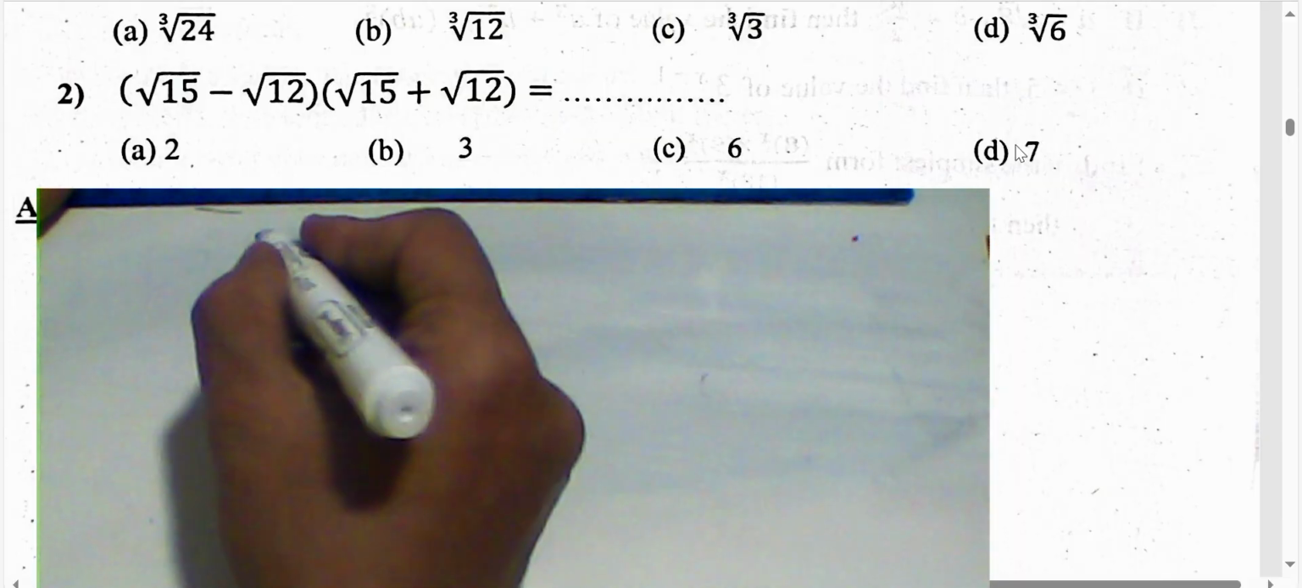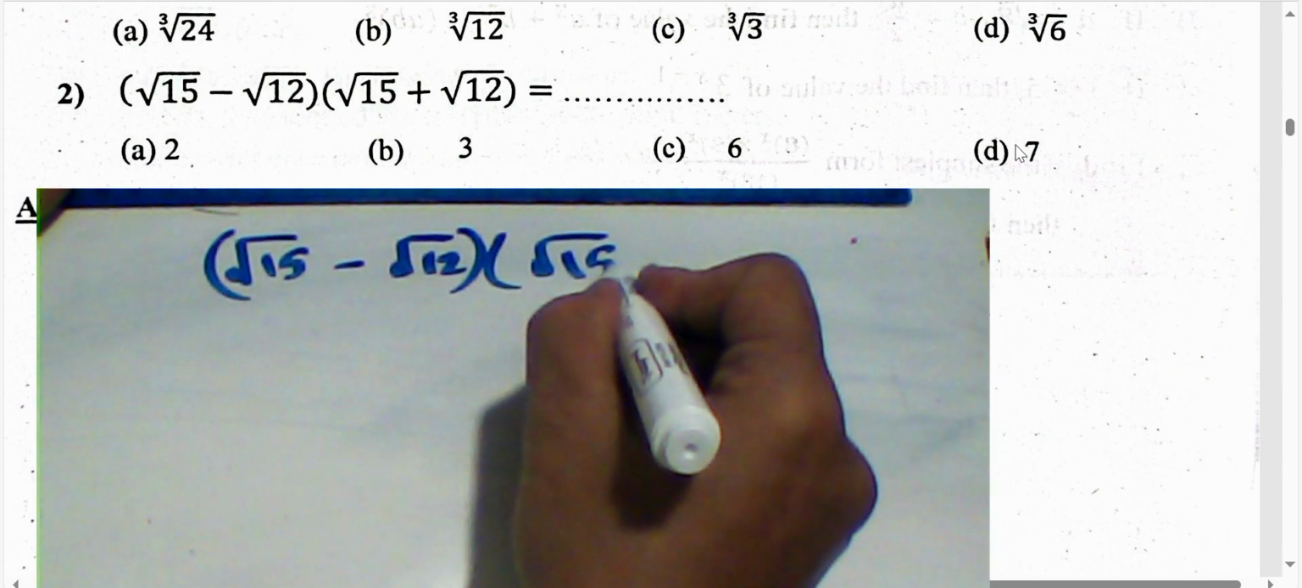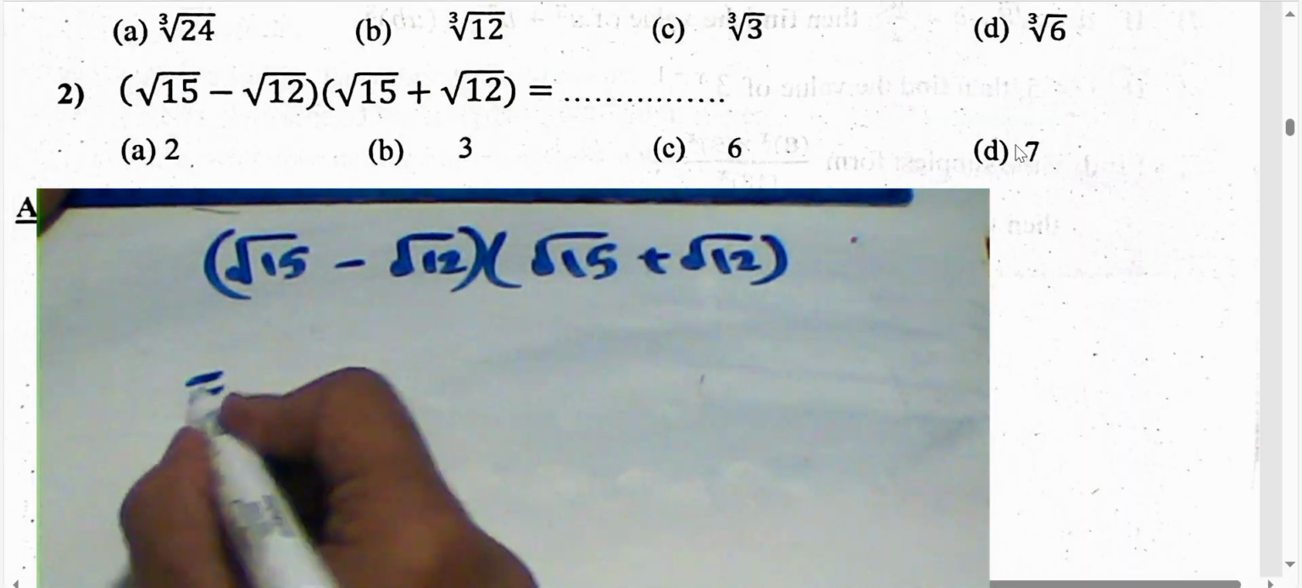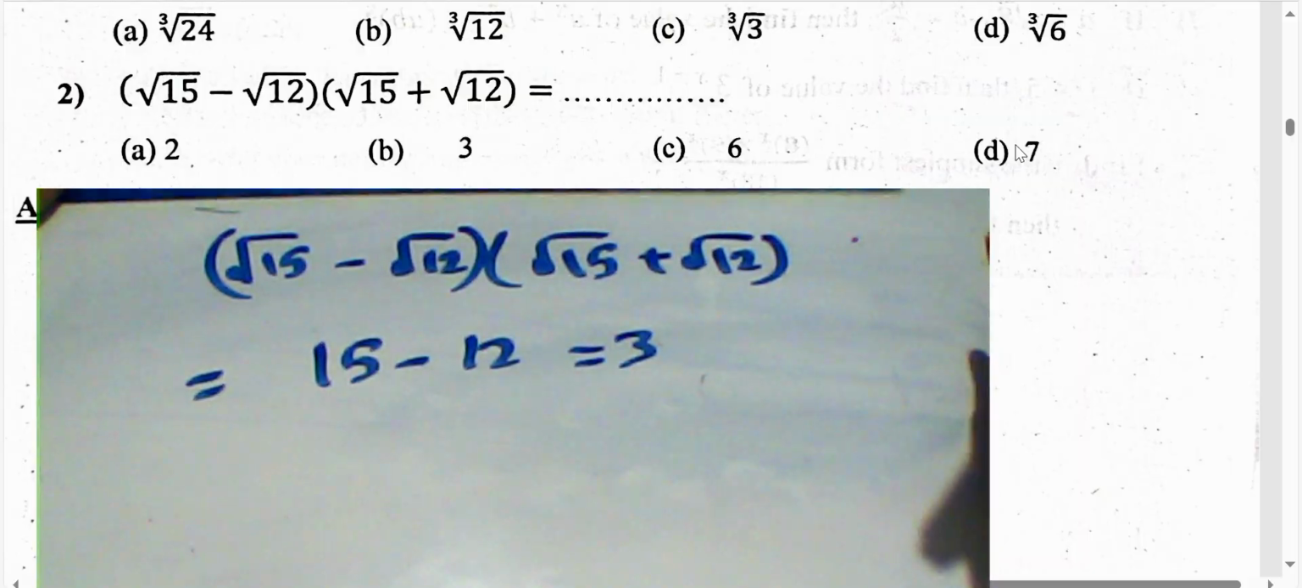Next question. We have square root of 15 subtracted by square root of 12, product by square root of 15 plus square root of 12. First by first and second by second, then the difference between them equals 3.